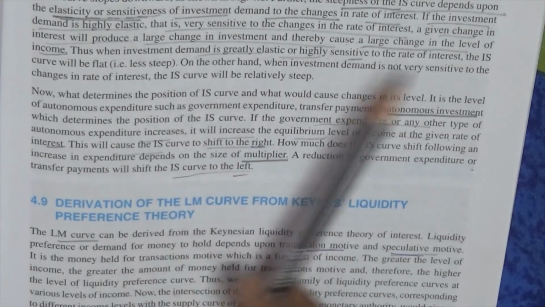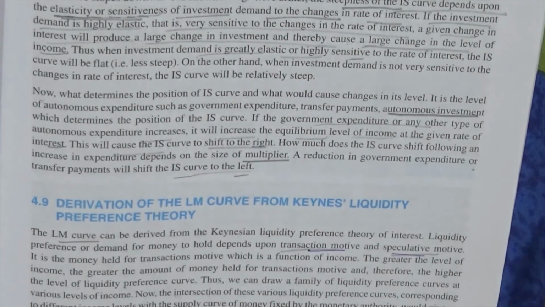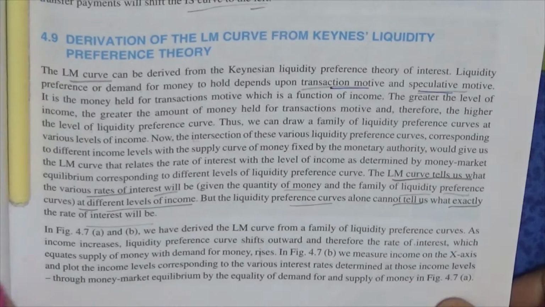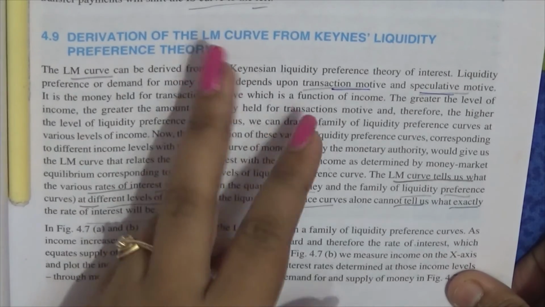So you got what has been said in the IS curve, how we are going to understand it. And then comes the LM curve. What happens in how the LM curve is derived. So next comes how the LM curve is derived.